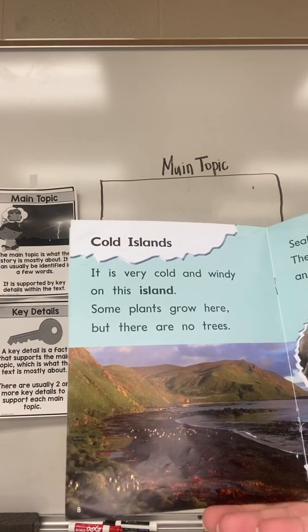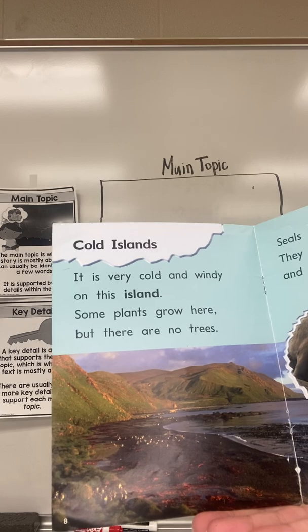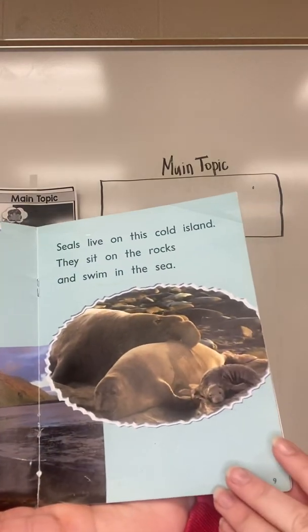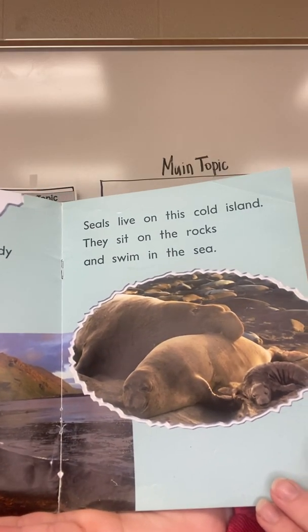Cold islands. It is very cold and windy on this island. Some plants grow here, but there are no trees. Seals live on this cold island. They sit on the rocks and swim in the sea.